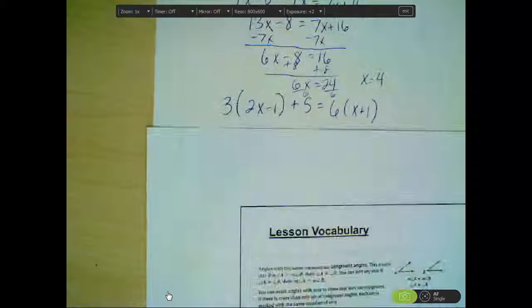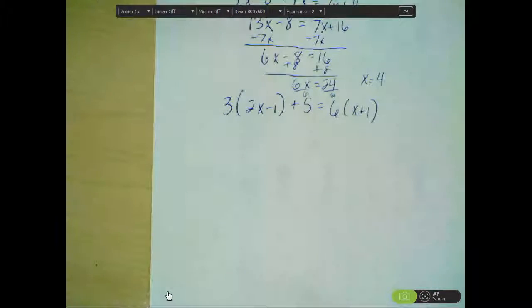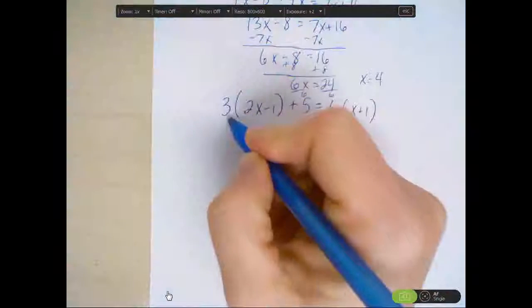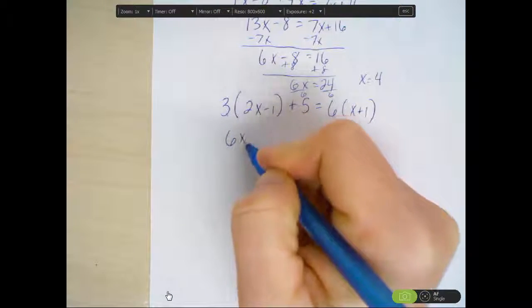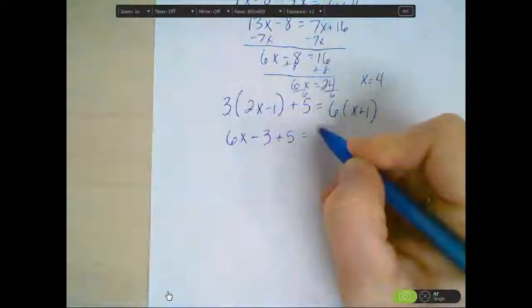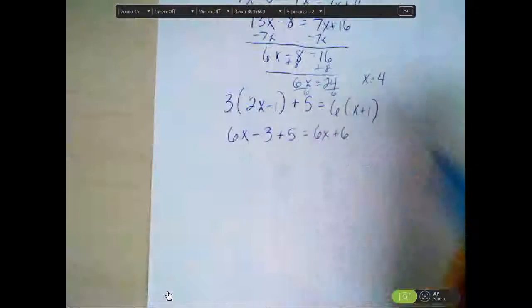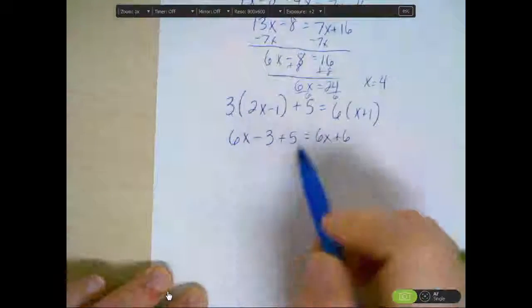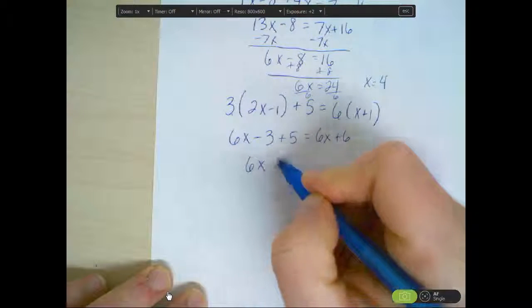This last example is a tricky one. It's a little different than anything we'll really do. So just watch the steps and don't worry so much about the answer. 3 times 2x is 6x. 3 times negative 1 is negative 3. Bring down the 5. Distribute the 6 on the right-hand side. Combine your like terms on the left-hand side.